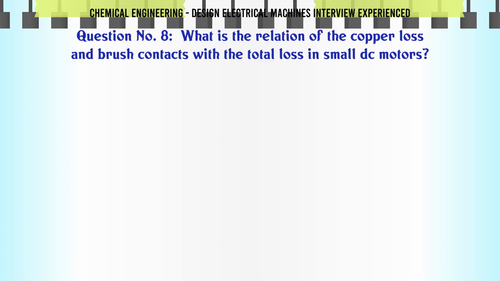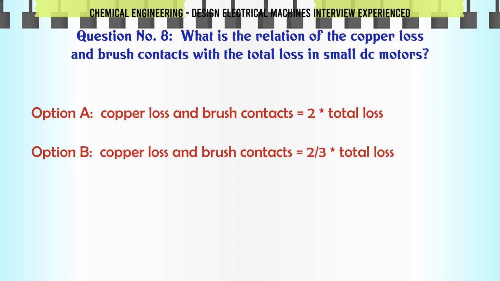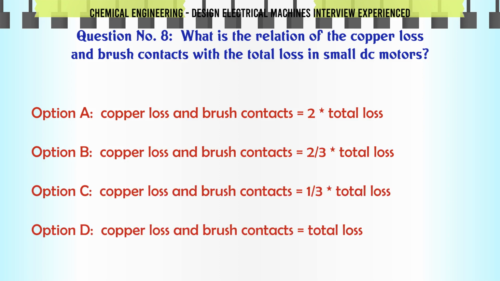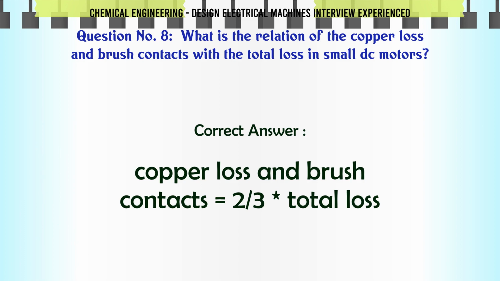What is the relation of the copper loss and brush contacts with the total loss in small DC motors? A. Copper loss and brush contacts to total loss, B. Copper loss and brush contacts to 3 total loss, C. Copper loss and brush contacts 1/3 total loss, D. Copper loss and brush contacts total loss. The correct answer is copper loss and brush contacts to 3 total loss.